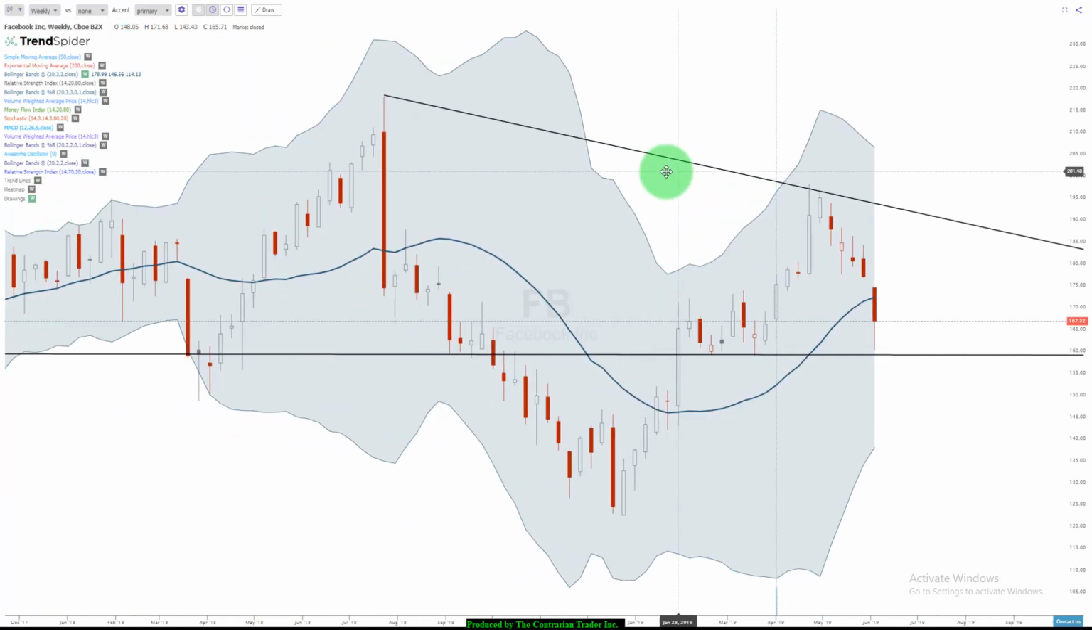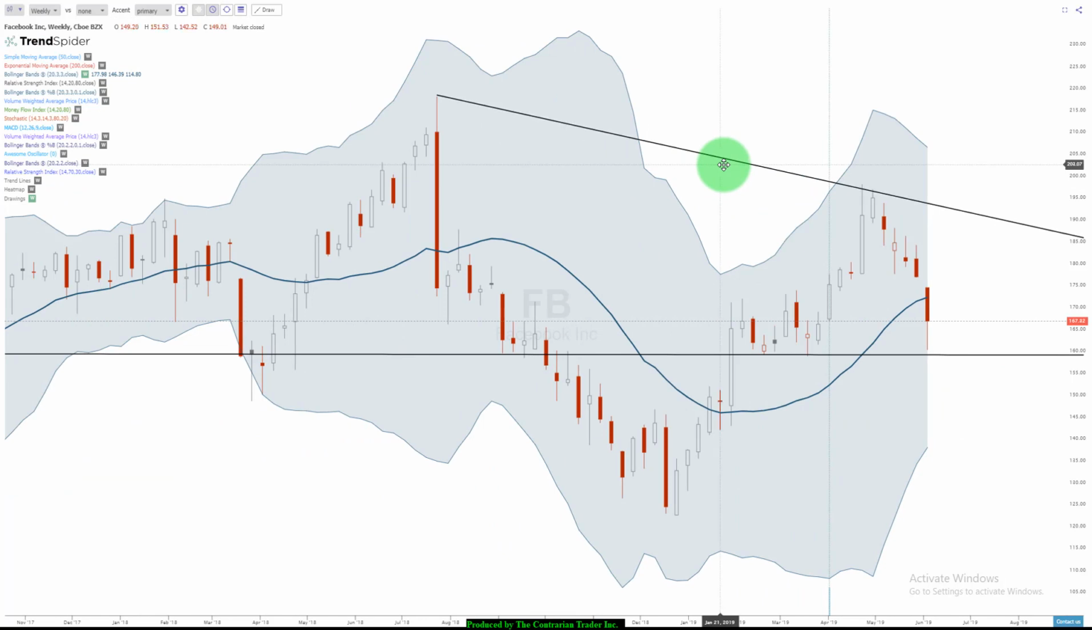So Facebook I've been following closely for quite some time, and I have not been a fan for quite some time. I think that there's been a ton of corporate malpractice at that company, and they have just taken a shotgun and blown holes at the bottom of their own boat. And you could see that we put in lower highs. We are flirting with key support at 160 per share.